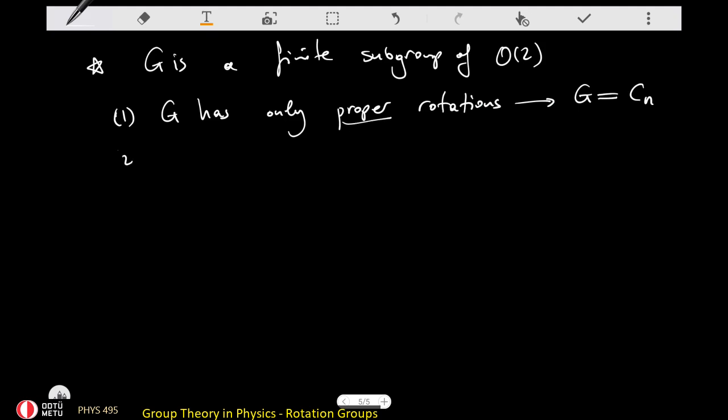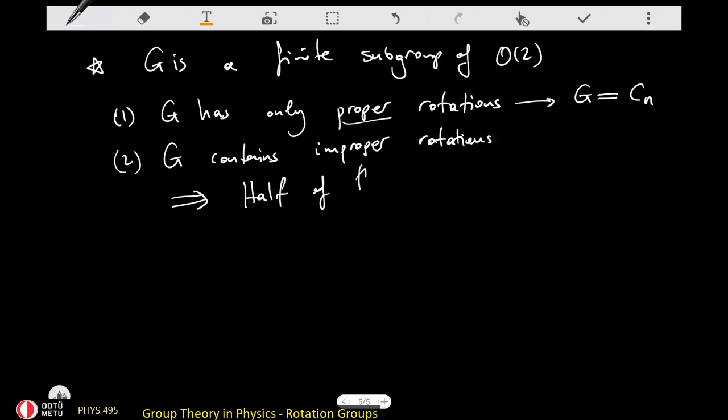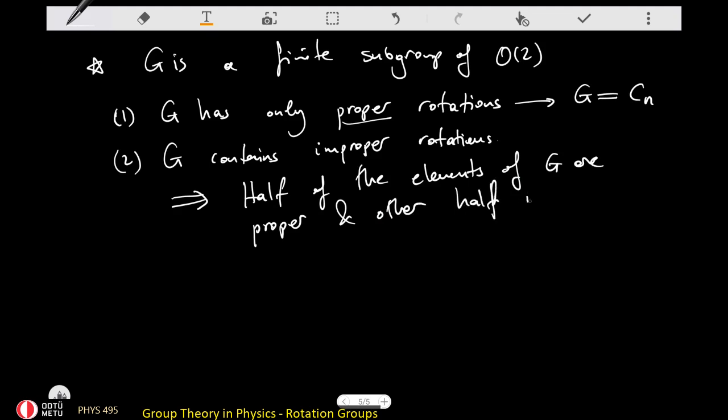So therefore, we look at this other possibility. So G contains improper rotations. If that's the case, in that case, half of the elements of G are proper and the other half improper. Why?